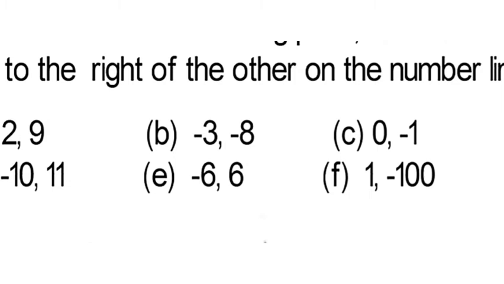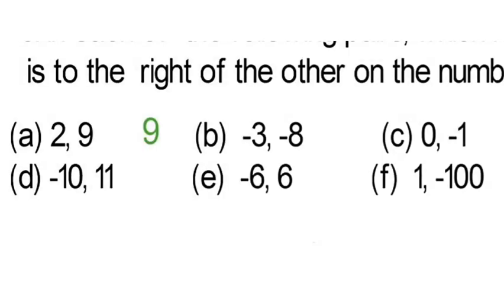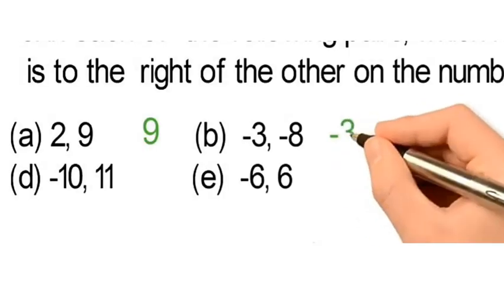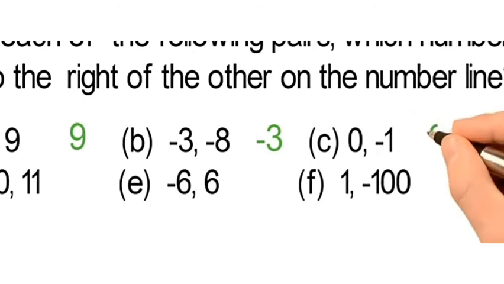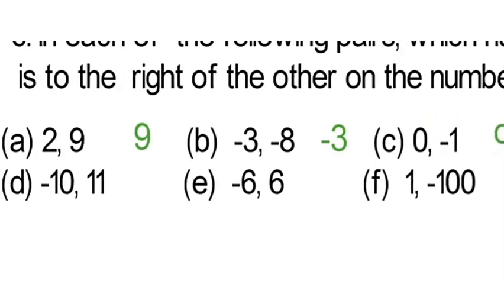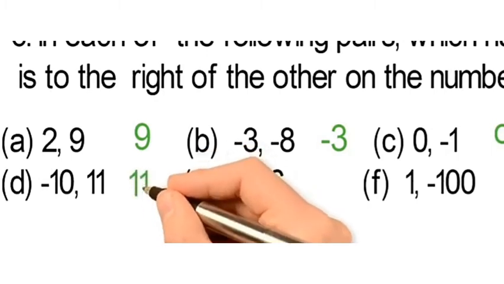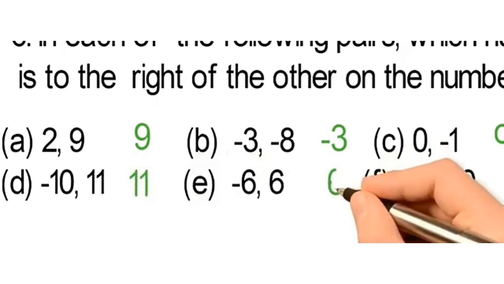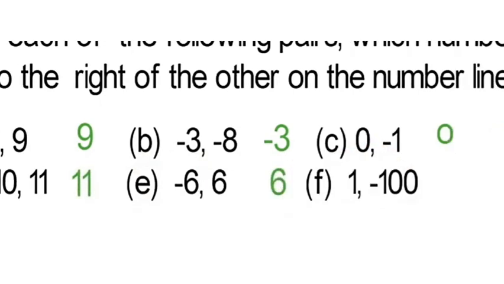If you observe the numbers 2 and 9, 9 is bigger than 2, so it has to be in the right side. So we can write the answer as 9. In the second one, -3 is to the right. Here 0 is to the right because 0 is bigger than -1. -10, -11. 11 is, of course, positive numbers are always bigger than negative. So 11 is to the right. Out of -6 and 6 it is 6, and 1 and -100, 1 is to the right side.